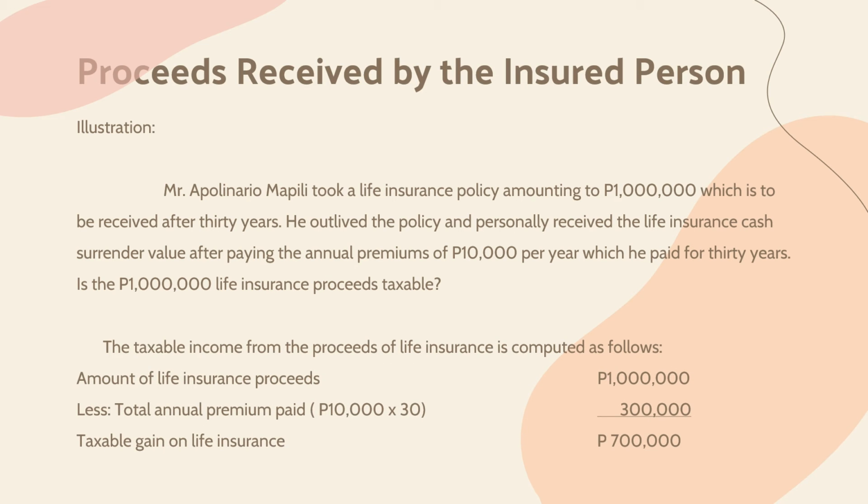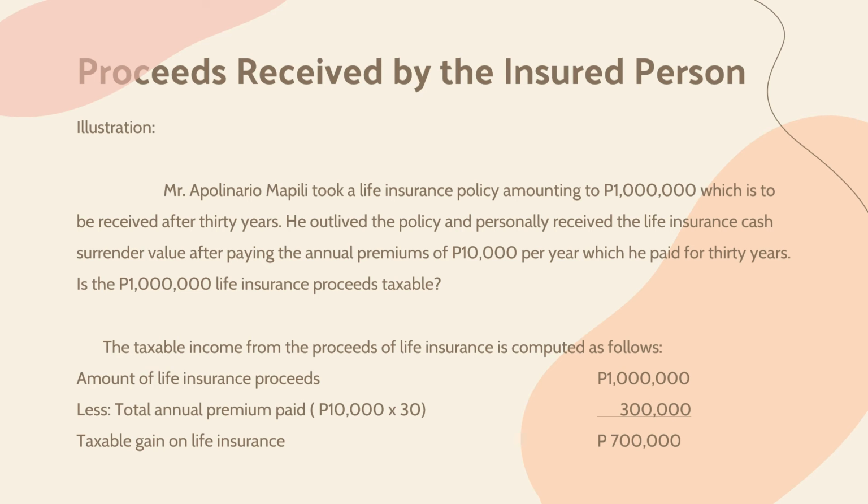So, the taxable income from the proceeds of life insurance is computed as follows. The amount of life insurance proceeds is 1 million pesos, less the total annual premium paid. To get the total annual premium paid, we multiply 10,000 pesos times 30 years. So, 1 million pesos minus 300,000 is equal to 700,000. And this 700,000 is called the taxable gain on life insurance. So that is the gain of Mr. Mapili.